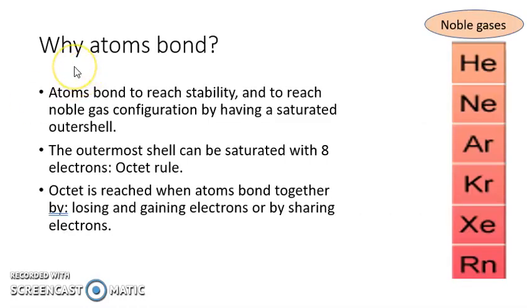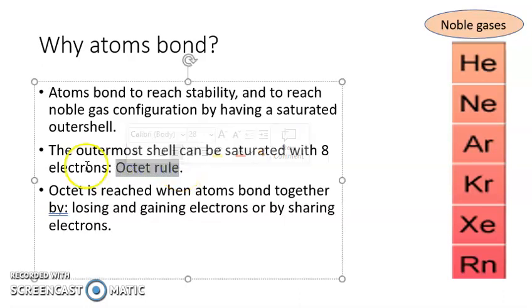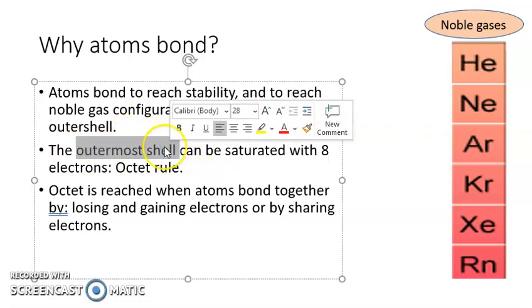So first thing we need to know here is why atoms bond. As you guys know, the important thing is to know the octet rule. So every atom wants to reach stability, and to become stable it should have 8 electrons in the outer shell. So each atom would like to have 8 electrons in its outermost shell to become stable.